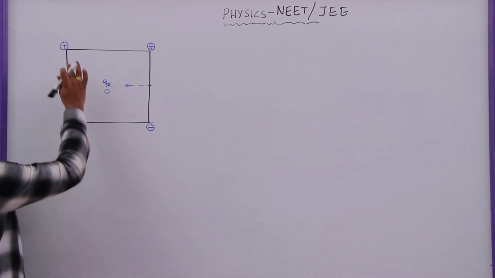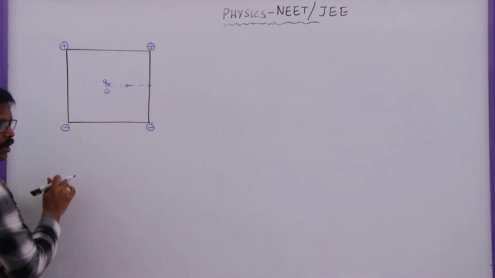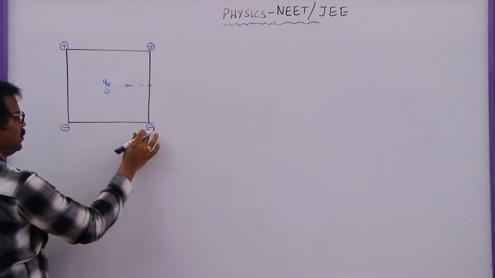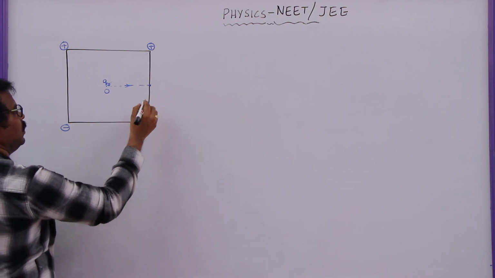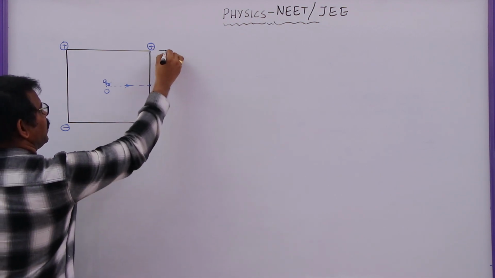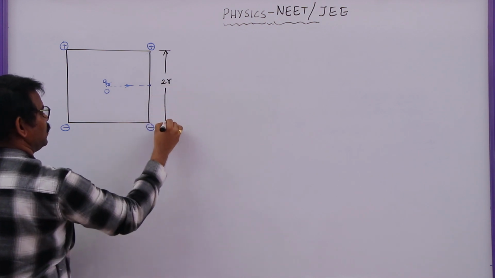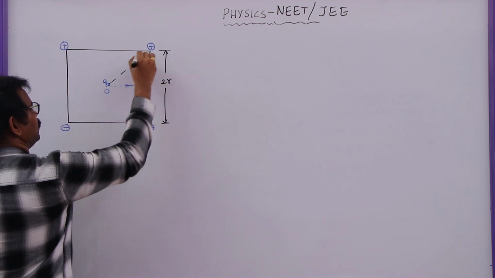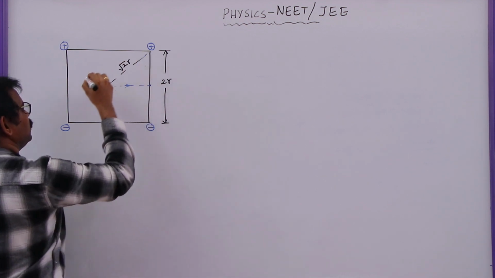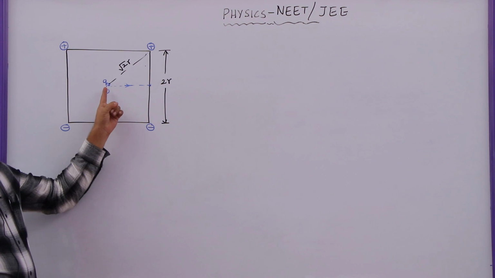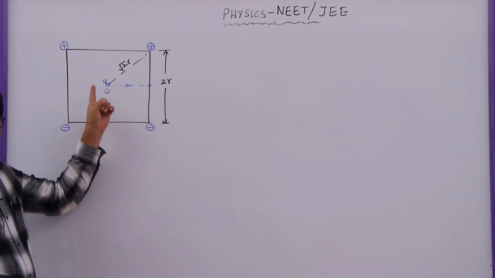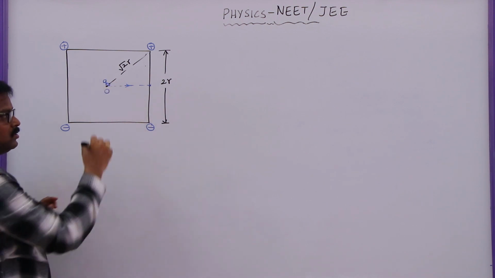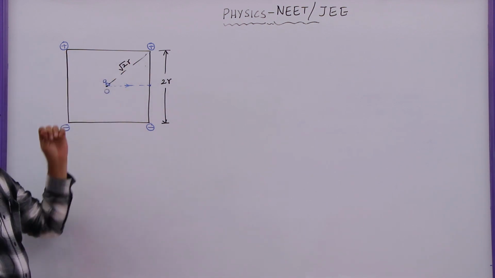In this problem, there are 4 charges at 4 corners of a square. These are 2 positive charges and these are 2 negative charges. Let me take the side as 2r, and this will become r, this is r, this distance will be root 2 r. That means the charge which is placed at the point of intersection of the two diagonals is at a distance of root 2 r from each and every charge.